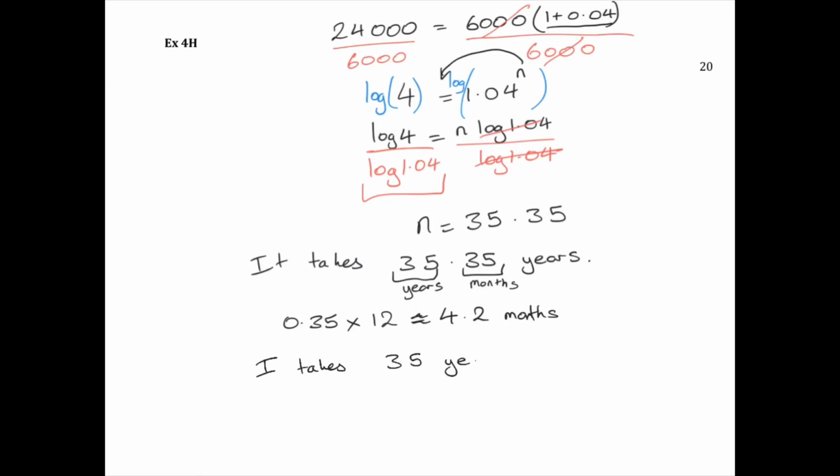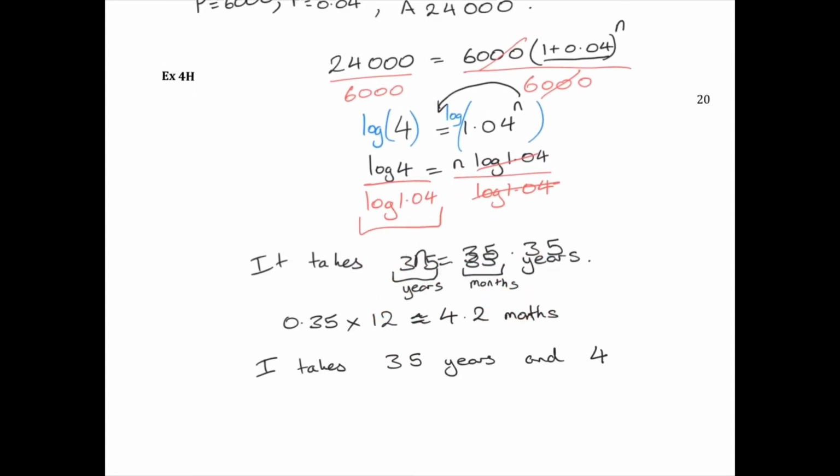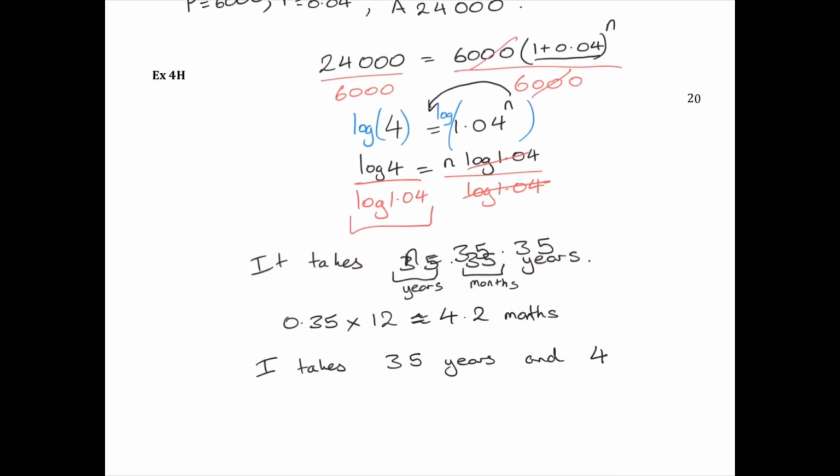So therefore, you could even say it would take 35 years and technically, let me just think for a second. Technically, we want to reach 24,000. So if it takes 4.2 months, I need that extra bit of month to get there. Otherwise, it won't get there. So you could actually round it up to 5 months, or you could just leave it as 4.2 months. I don't think they would ask you to be any more accurate than that.